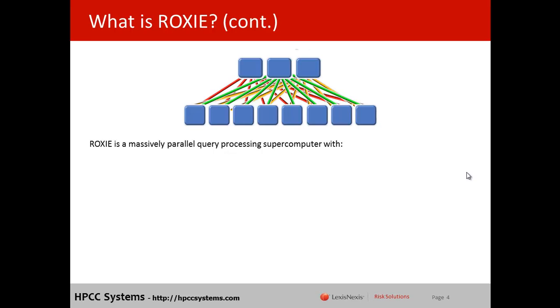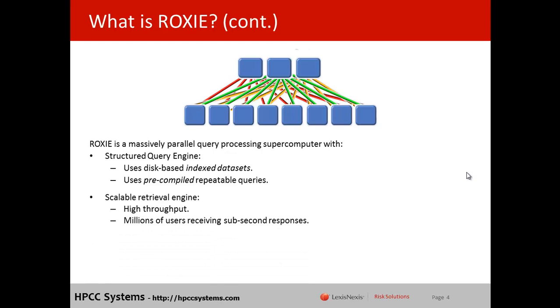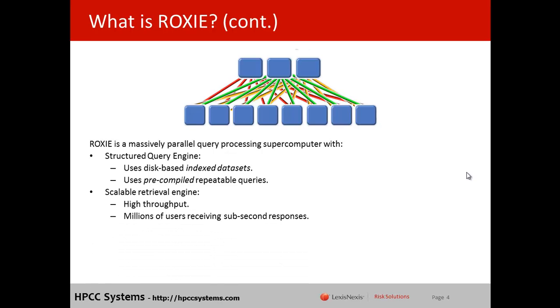So, ROXIE is a massively parallel query processing supercomputer with a structured query engine, which uses disk-based indexed data sets and pre-compiled repeatable queries. It has a scalable retrieval engine allowing high throughput and millions of users receiving sub-second responses. On an average 100-node ROXIE, with 30 threads on each node, the average response time being 1/4 of a second, that gives us 12,000 queries per second on a typical 100-node ROXIE.